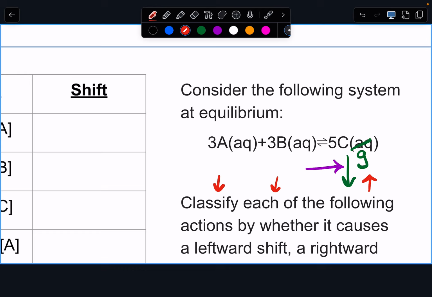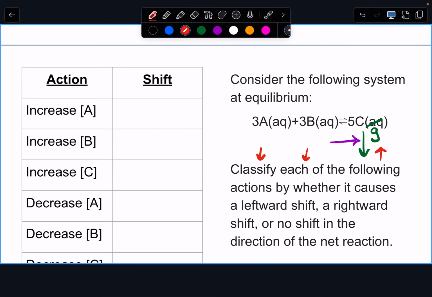So the green is the thing I'm doing. I take away some C. The reaction's stressed out. Oh no, we don't have enough C. It goes to relieve that stress. It makes more C. And so it shifts towards the product side.